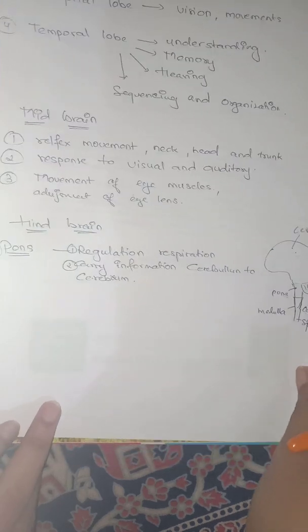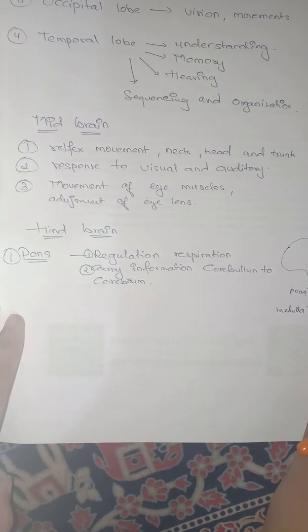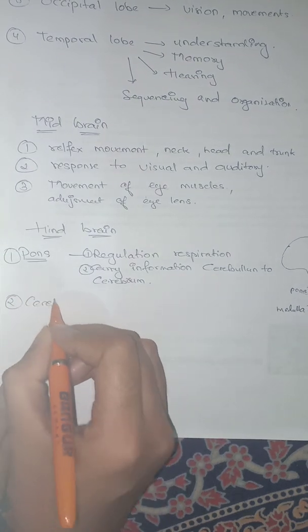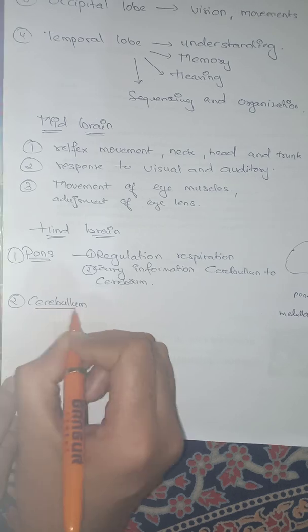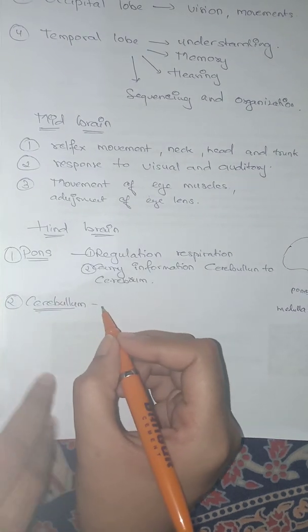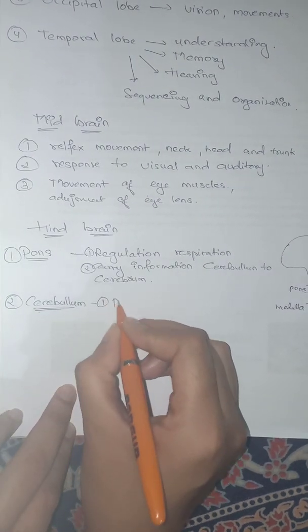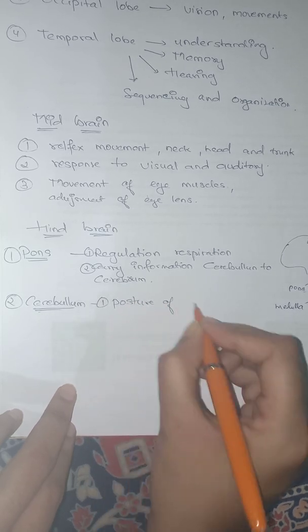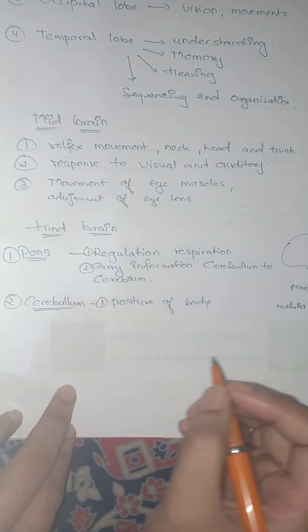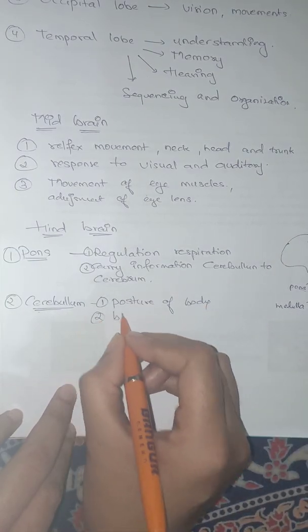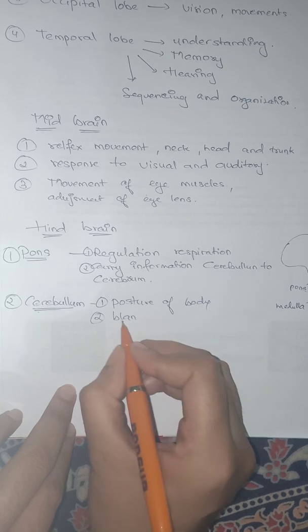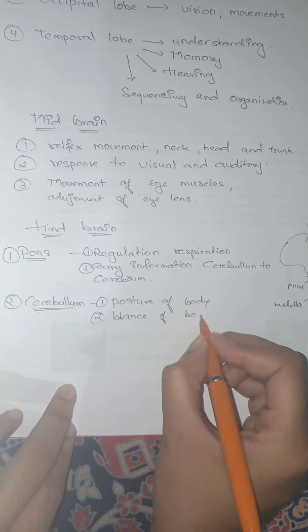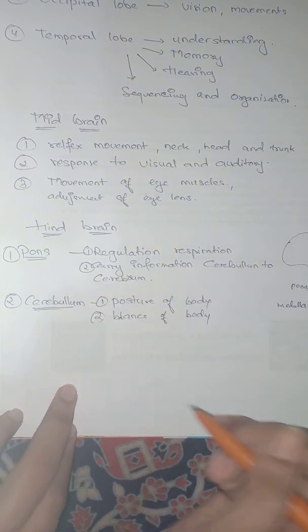So the next part, the second one, is the cerebellum. The cerebellum helps in maintaining the body posture. That means they will help you in the balancing. They will help to balance your body, they will maintain the balance of the body.